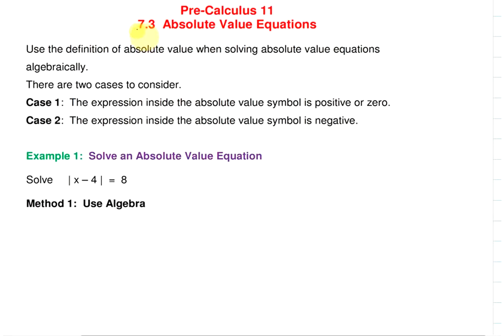Today we're going to take a look at 7.3 absolute value equations. We are going to use the definition of absolute value when solving our absolute value equation algebraically. This gives us two cases to consider. Case 1, where the expression inside the absolute value symbol is positive or 0, and case 2, where the expression inside the absolute value symbol is negative.